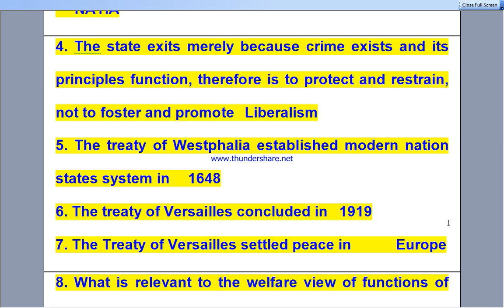The state exists merely because crime exists and its function, therefore, is to protect and restrain, not to foster and promote. It's called liberalism.